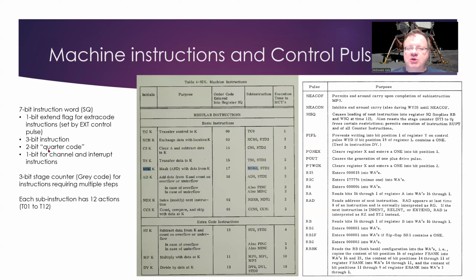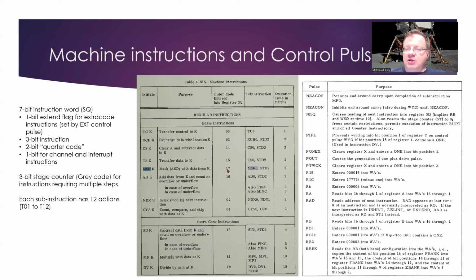We also have what they call the quarter code instructions. Not every instruction requires a full 12-bit memory address. Some require less than that. So in some instructions, they actually steal 2 of those bits, these quarter code bits, to provide an additional set of instructions that operate without the need for a 12-bit memory address. And then for channel and interrupt instructions, they steal another bit so that they only leave 9 bits for what we're actually going to execute this particular instruction against.